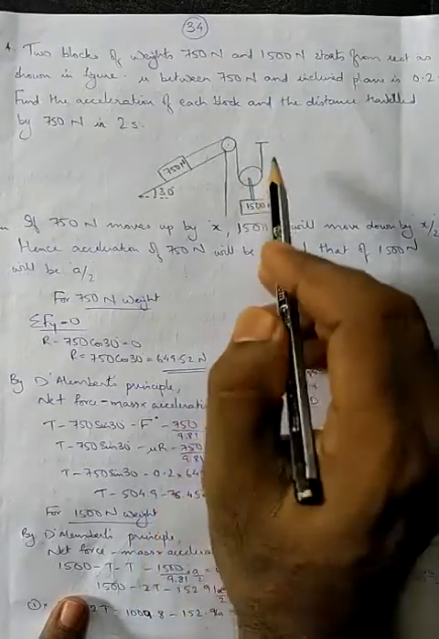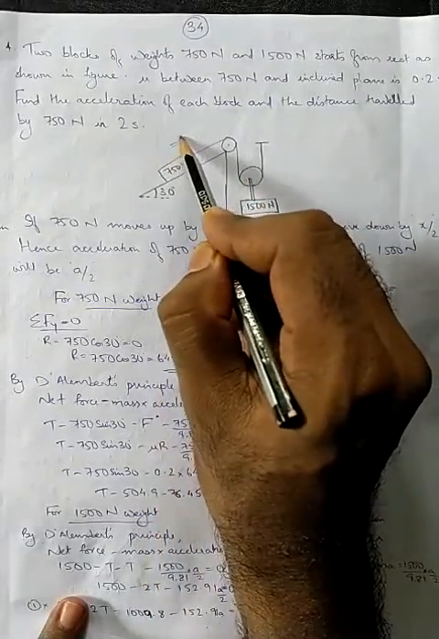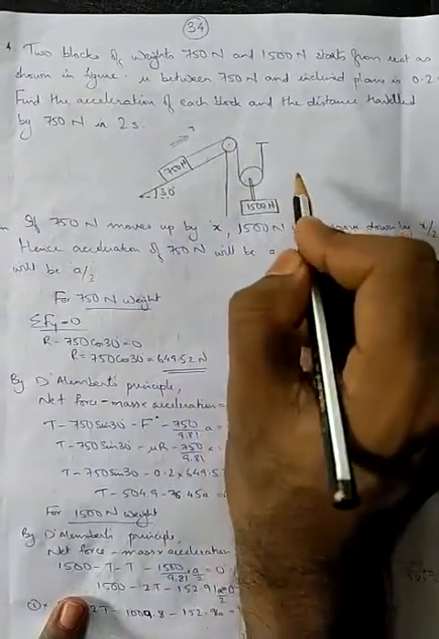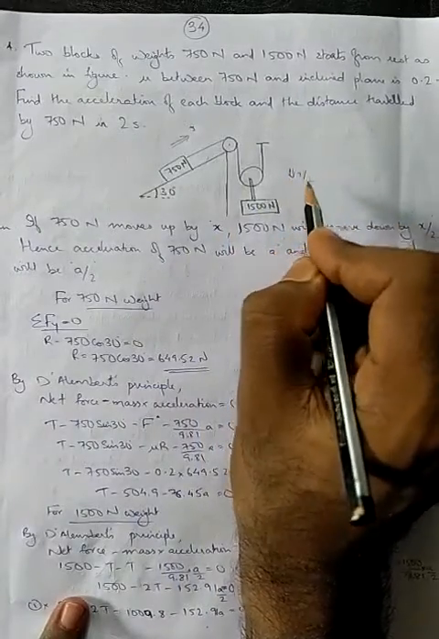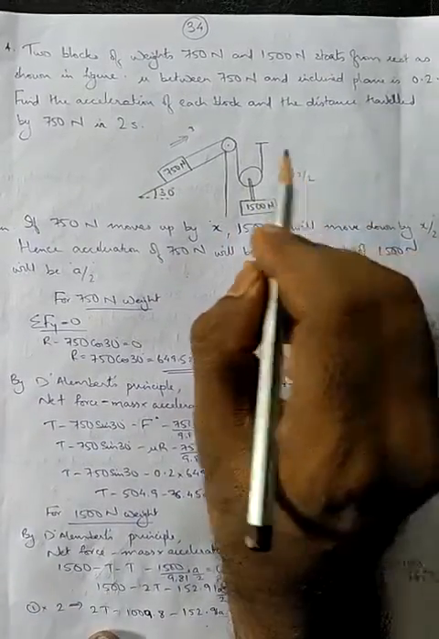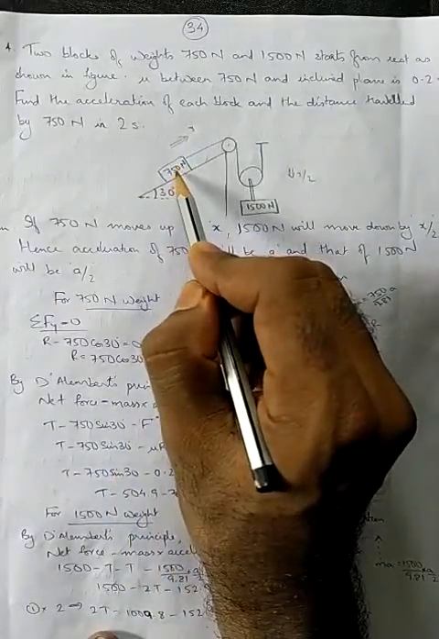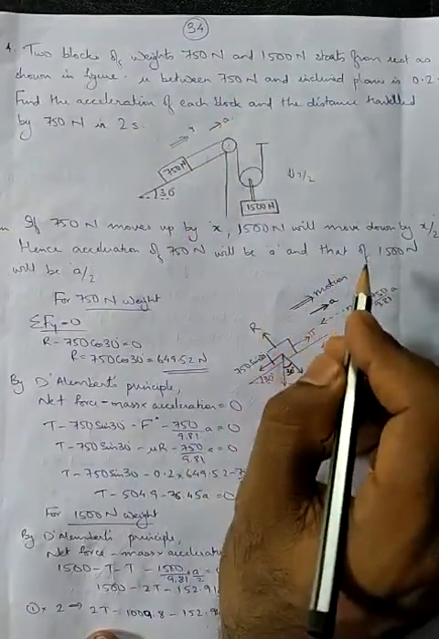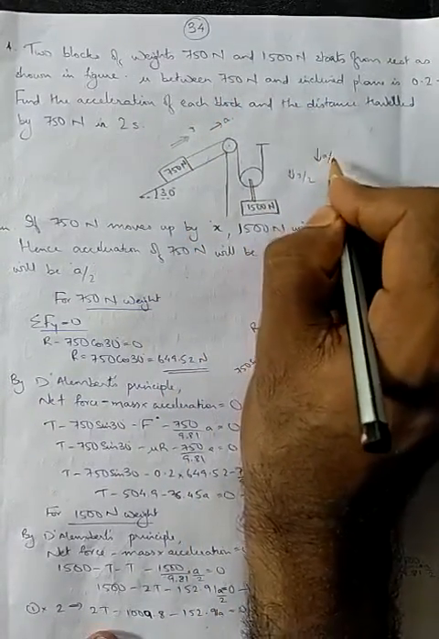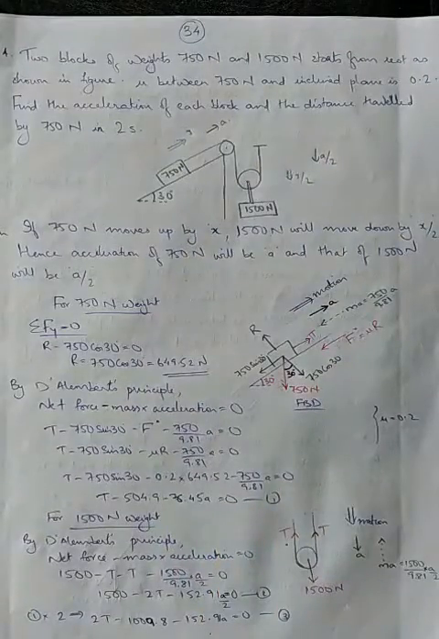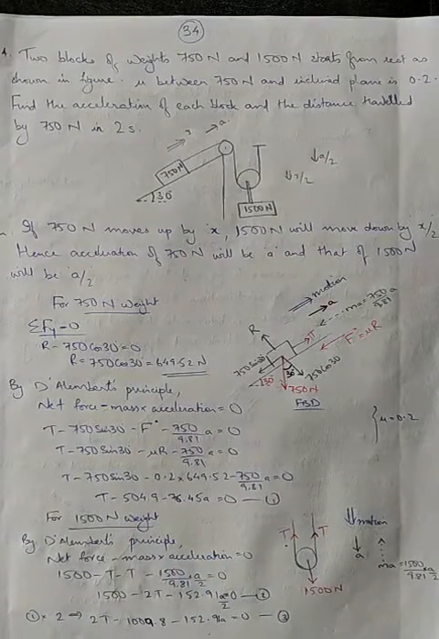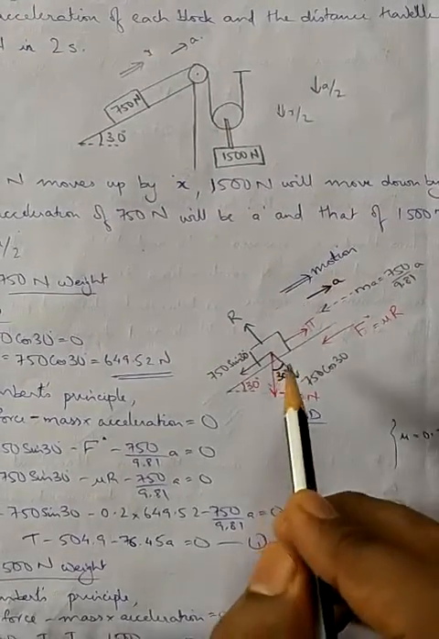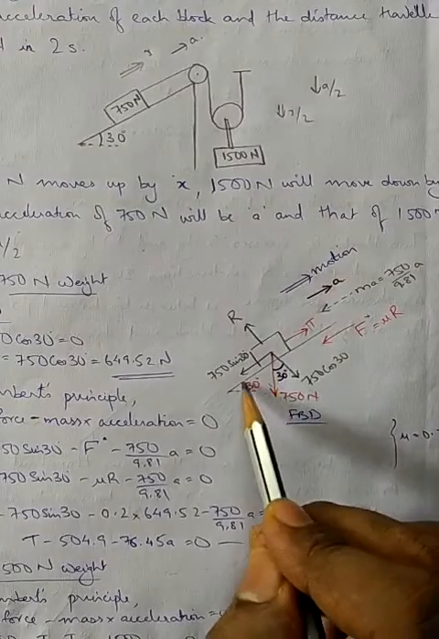What was done over there? If this 750 Newton moves up by x, then 1500 Newton will move downwards by x by 2 only. We already told the reason for that. Similarly, if the acceleration of 750 Newton is a, then 1500 Newton will be a by 2 only. Now we will draw the free body diagram of each one. First, for the 750 Newton weight, it is on the rough inclined surface, so 750 acts downwards, making an angle of 30 degrees.